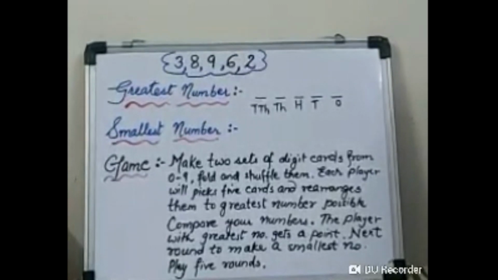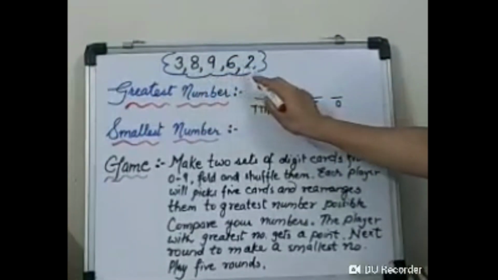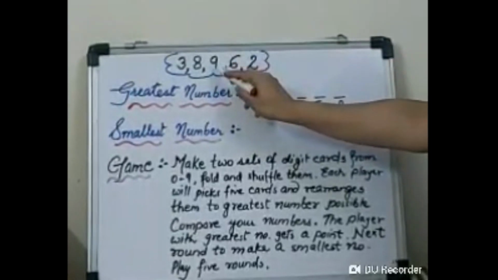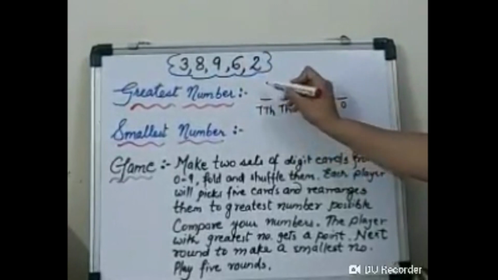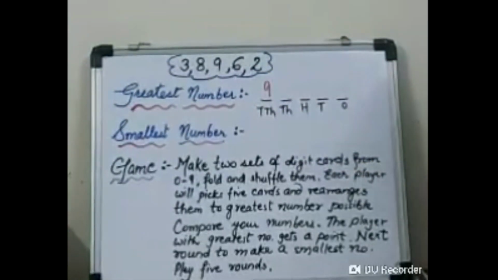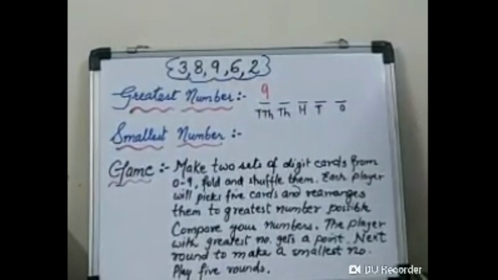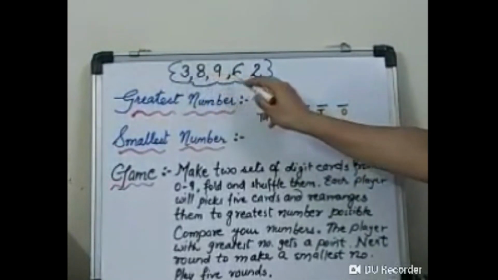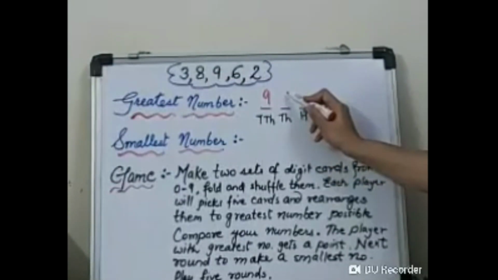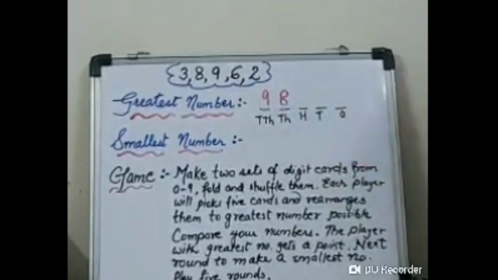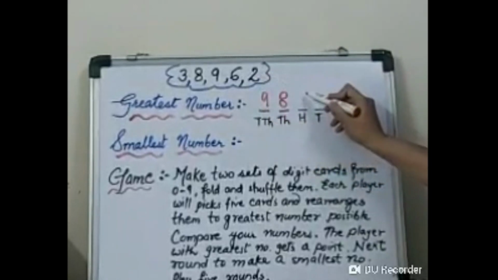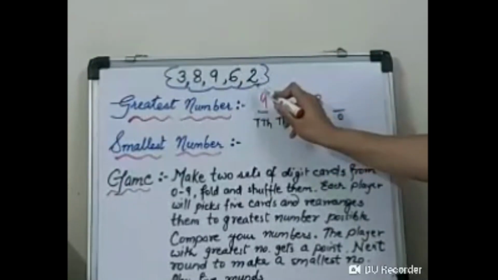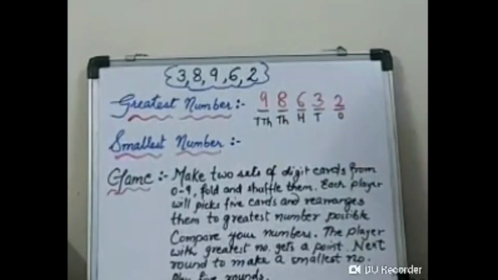Now children, as you know, out of these numbers, 9 is the greatest number. So we are going to keep this 9 at the greatest position over here. After this, the next greatest number out of all these digits is 8. So we are going to place 8 over here. Then comes 6. Then 3. And in the end, we are going to place 2.